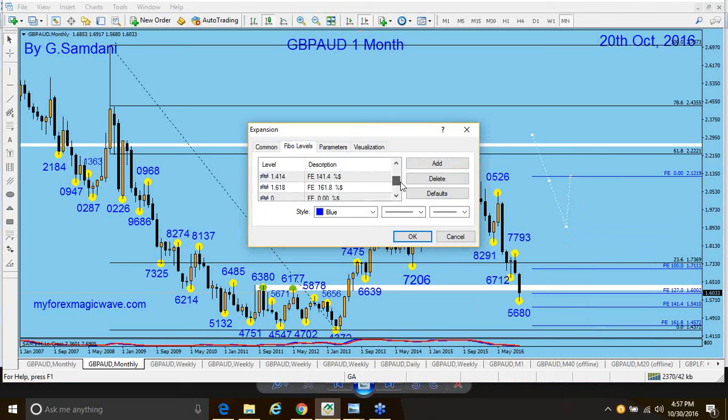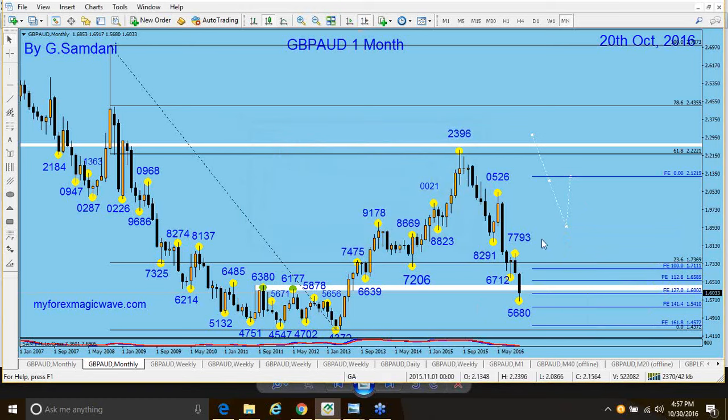Oh, sorry, I did the opposite actually. This is where 1.128, and this has to be 112.8. Okay, now it pops in here, right? This is the area.